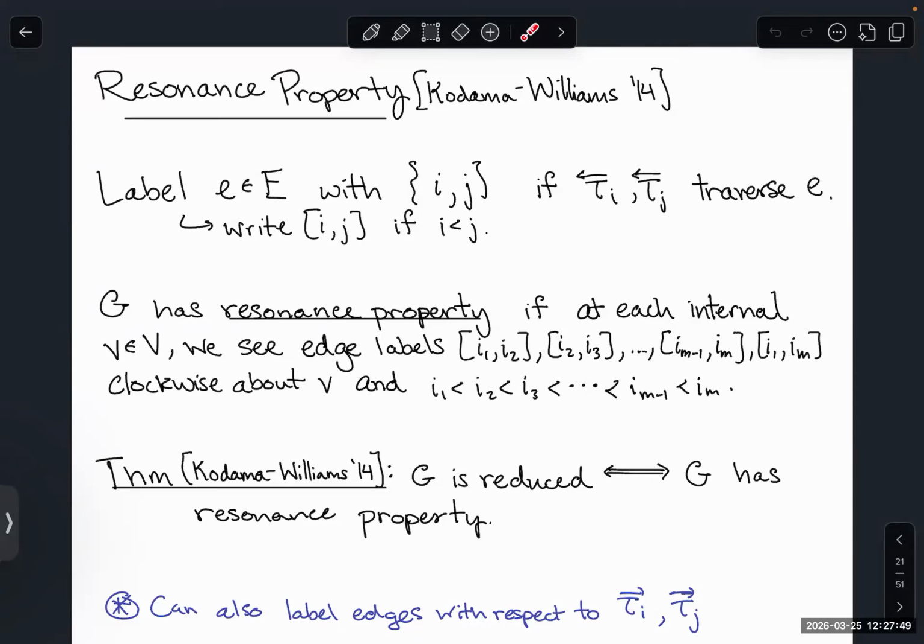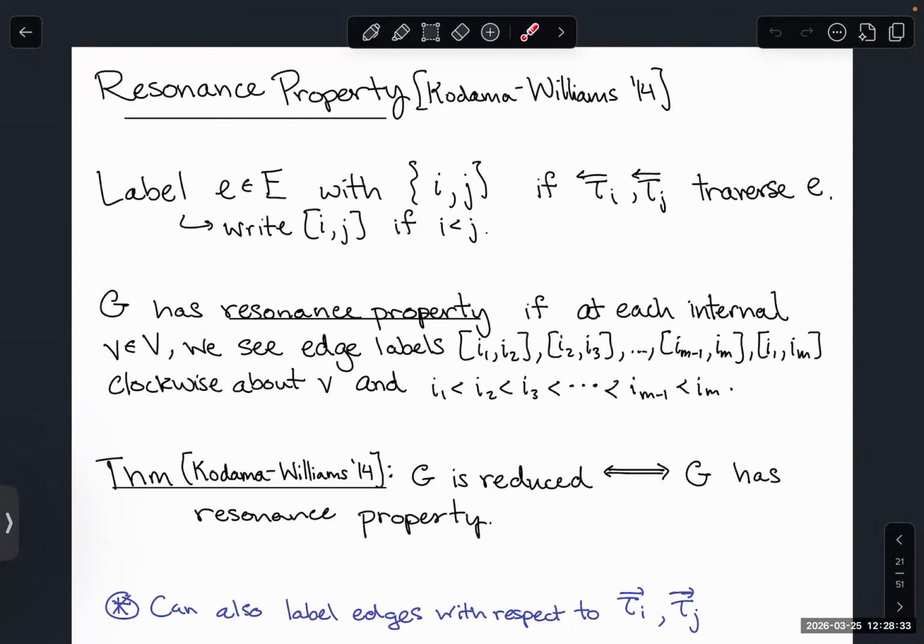We then can say that G has the resonance property if at each internal vertex we see the edge labels square bracket I1, I2, I2, I3, all the way to I(M minus 1), IM, and then I1, IM. And we see those clockwise about our vertex V, and as we increase in the index of I, we're increasing, so I1 is least all the way up to IM. And then the main theorem for testing this reduced property is that G is reduced if and only if G has this resonance property.